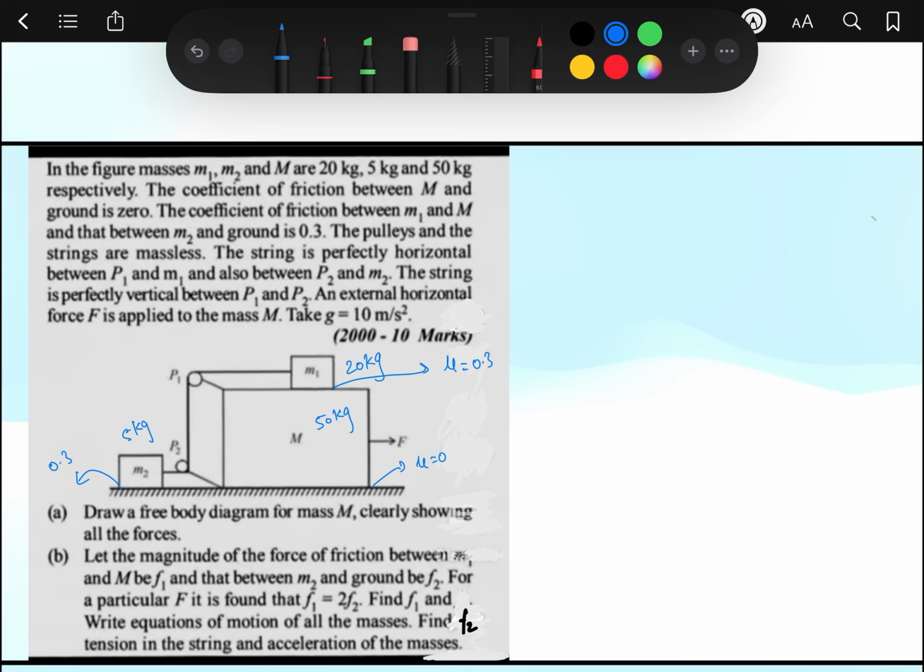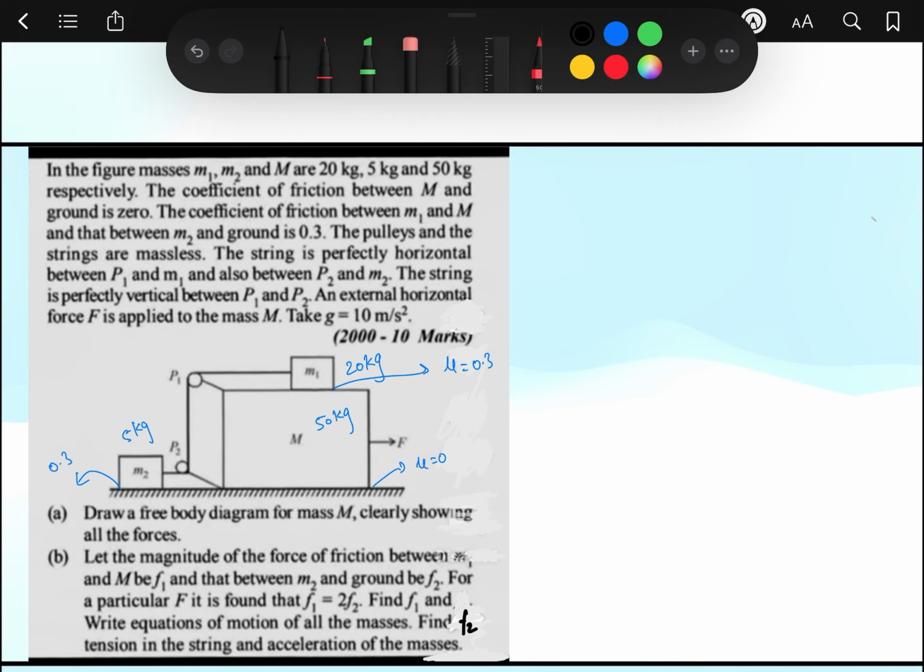Okay. An external horizontal force F is applied to the block of mass capital M, and we have to take g equal to 10 meter per second square. It is already mentioned there, right? Now our A part is we have to draw the free body diagram of this capital M here, clearly showing all the forces. Okay, so A part is very easy.